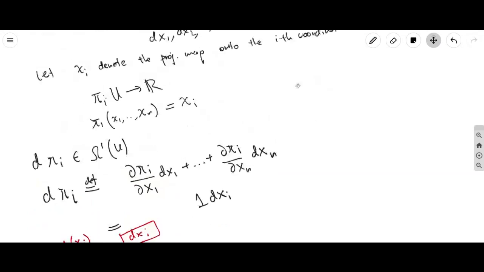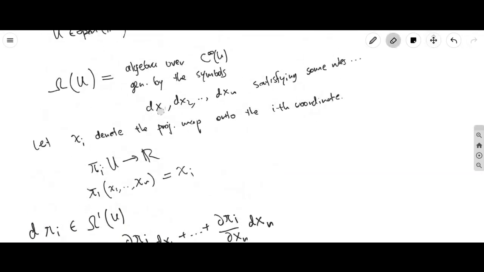Because of that, that's the reason why we denote the symbols that generate the algebra by using these symbolics. So that's the reason why we do it like that.